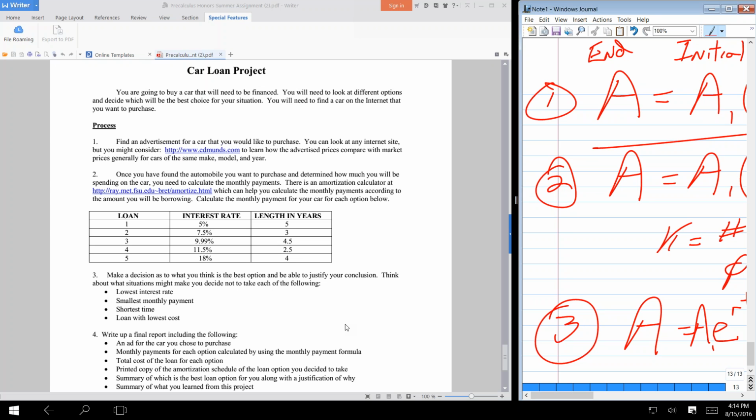You don't need to memorize it. They're not asking you to memorize it. All they're asking you to do is use this calculator to come up with what your loan payment would be under these conditions. Okay?